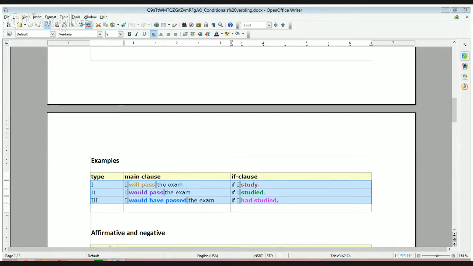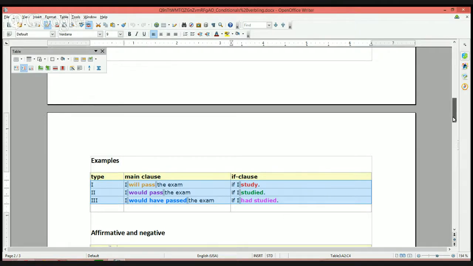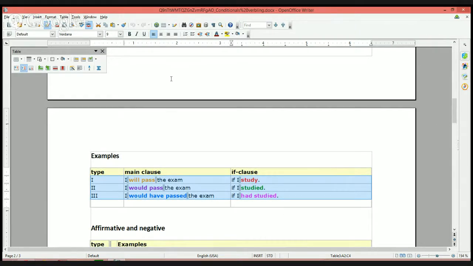And Adela, will you do us the favor of describing number 3 and what that would mean? I did my exam and I failed it because if I had studied, I would have passed. It's not possible to return to another situation. It's impossible. Impossible situation.